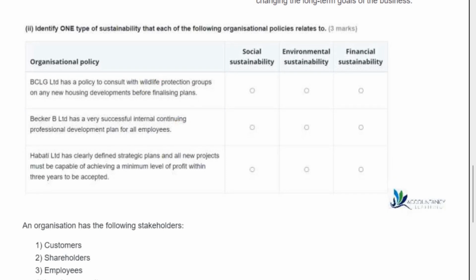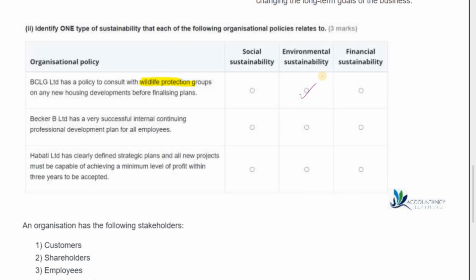Part of this question is identify one type of sustainability that each of the following organisational policies relate to. BCLG Limited has a policy to consult with wildlife protection groups on any new housing developments before finalising plans. And we've got options of social, environmental or financial sustainability. So for this one then, we are looking at wildlife protection groups. So because they consult with them, this is going to be considered as environmental sustainability.